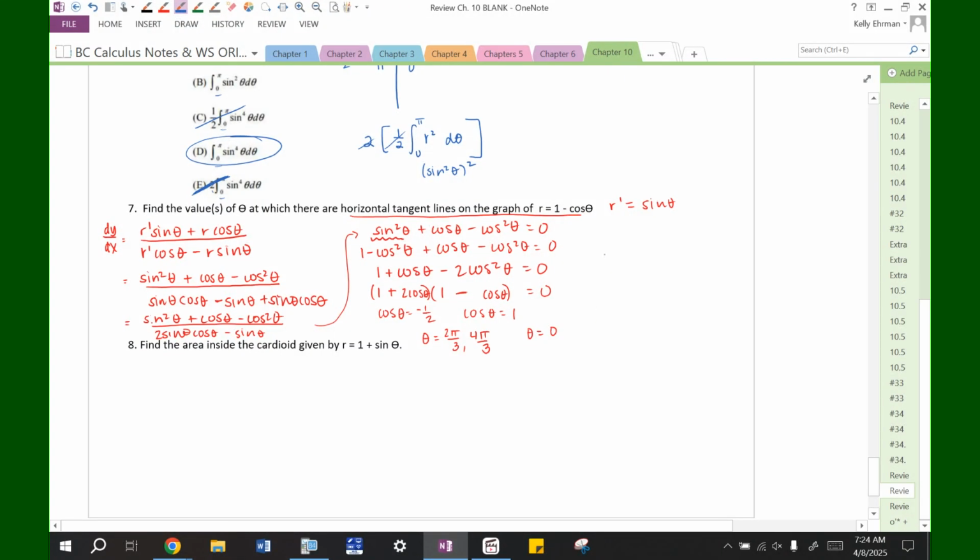So if I plug 0 into the bottom of dy dx, I just want to make sure that I'm not getting 0 over 0. So 2 times sine of 0 times cosine of 0 minus sine of 0, which is 0. So I have to throw 0 out. The 2 pi over 3 and the 4 pi over 3, I think they're going to be fine.